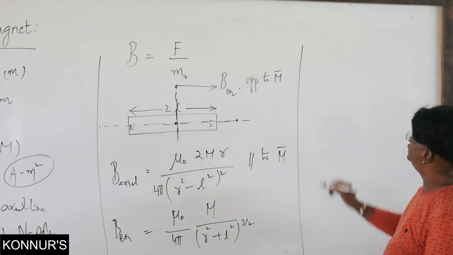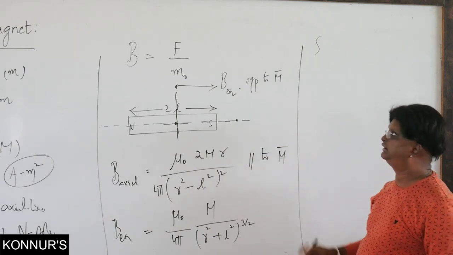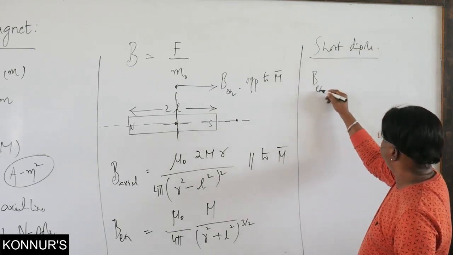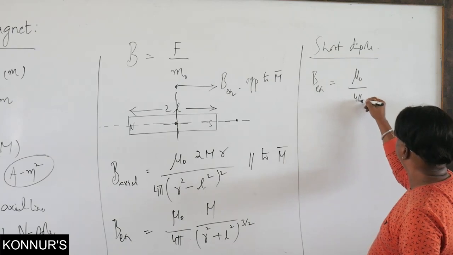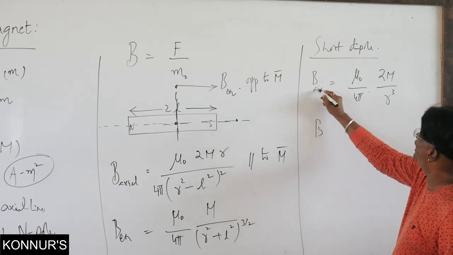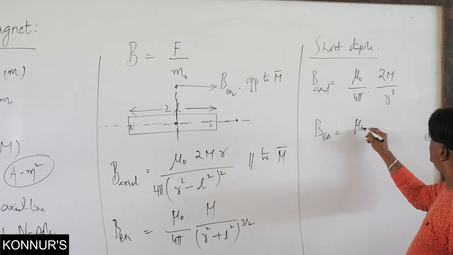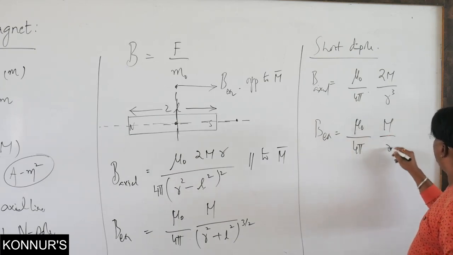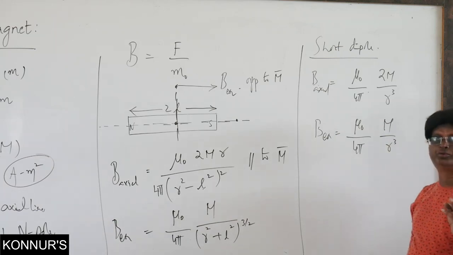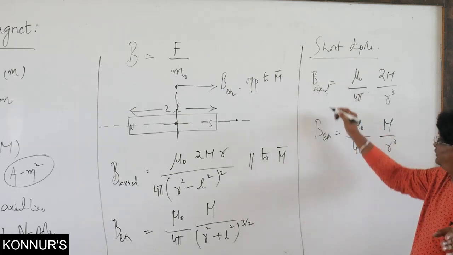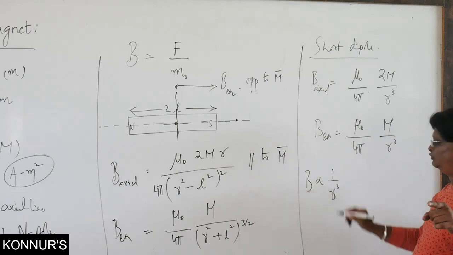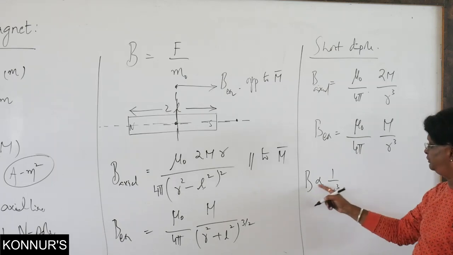Now, one more important point I would like to tell you. Of course, we never make use of these things for our CET and NEET, and therefore we are taking the case of short dipole. So, for short dipole, I am writing the equations: B axial is equal to mu naught by 4 pi, 2 m by r cube, and at the equatorial point, it is mu naught by 4 pi, m by r cube. So these are the very popular results that we use for our exam. And what are 2 to 3 important things that you can see here, whether it is B axial or B equatorial? In the case of short dipole, B is proportional to 1 by r cube, it is an inverse cubic relation.